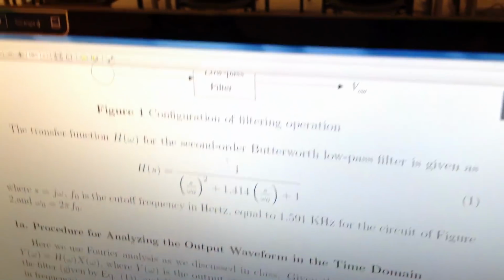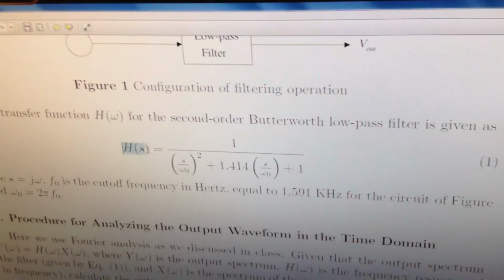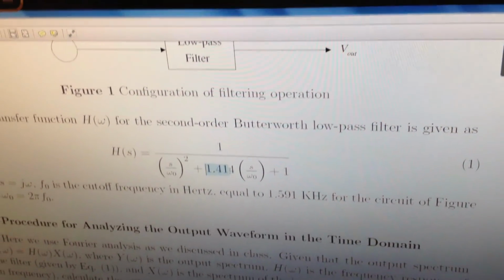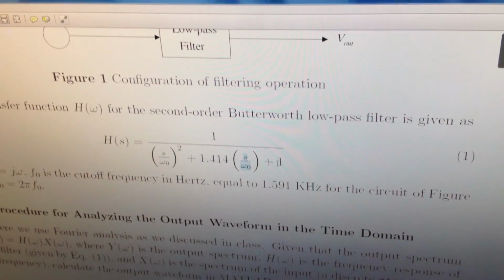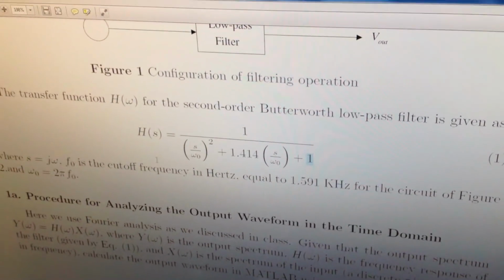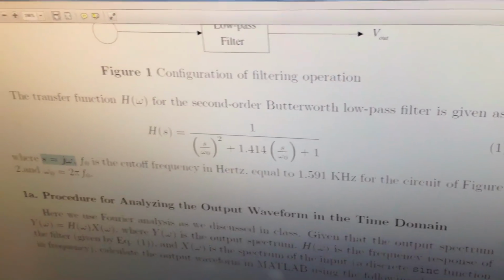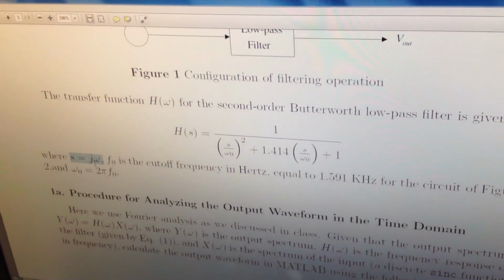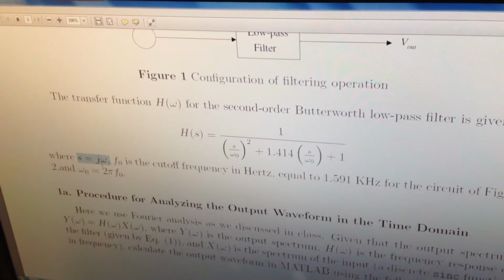Where to get the frequency response? It is from the PDF. We have here the frequency response, H of S, equal to 1 over (S over omega naught squared plus 1.414 S over omega naught plus 1). It is all given. S equals J omega, where omega is the frequency that you want to calculate the output at.